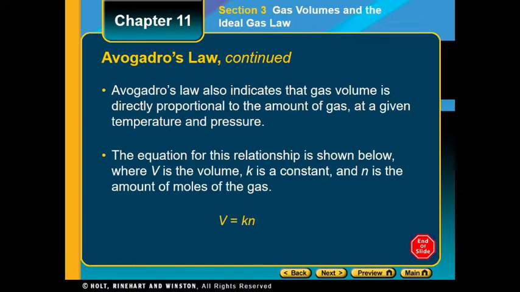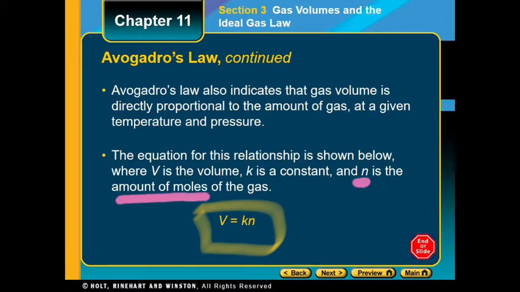And as we look at it, V is for volume, K is a constant, and n is the number of moles of a gas. And it says the gas volume is directly proportional to the amount of gas. Because if we were to rearrange this, get the constant by itself like we did in Section 2, volume over number of moles, that is directly related. We are dividing the variables to get a constant.